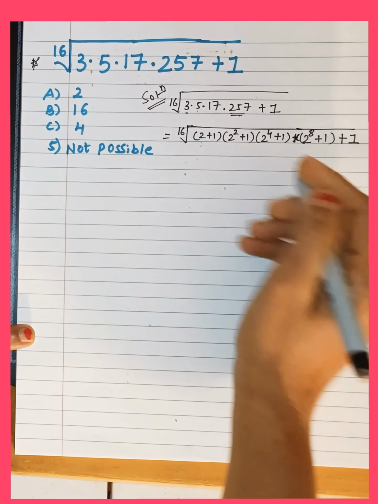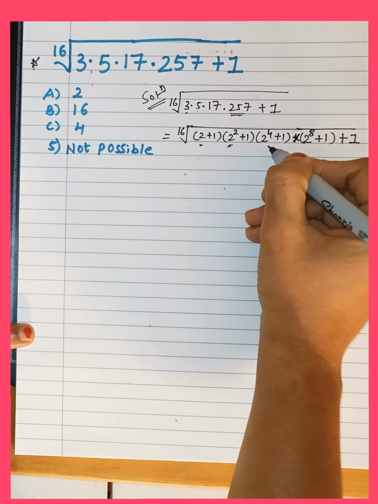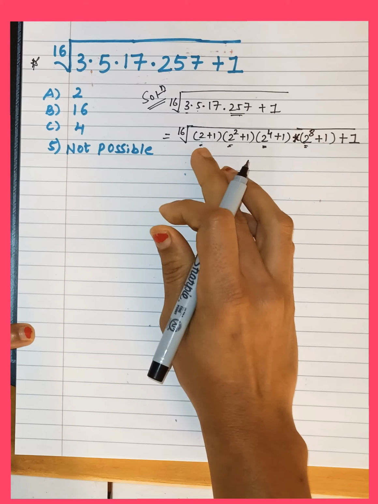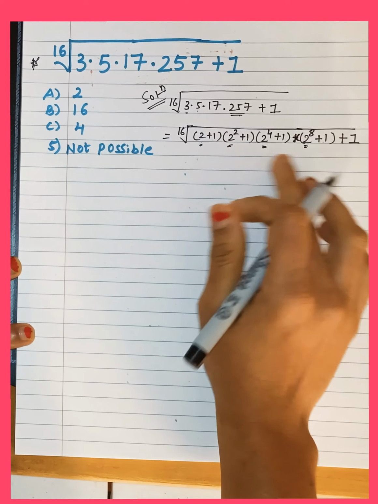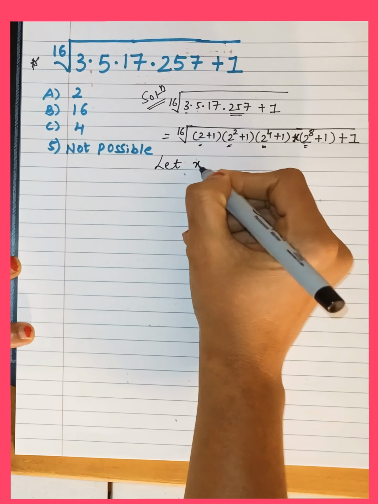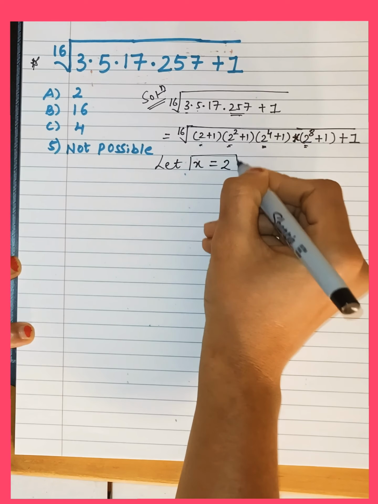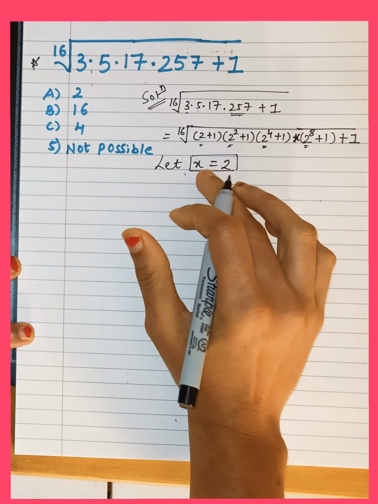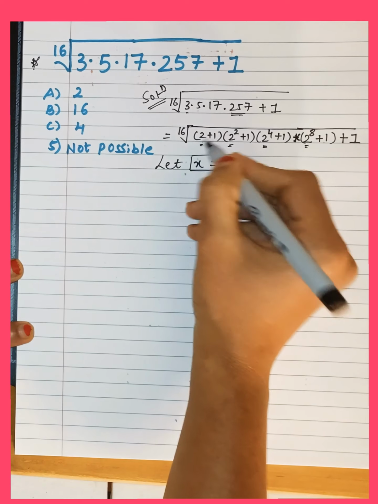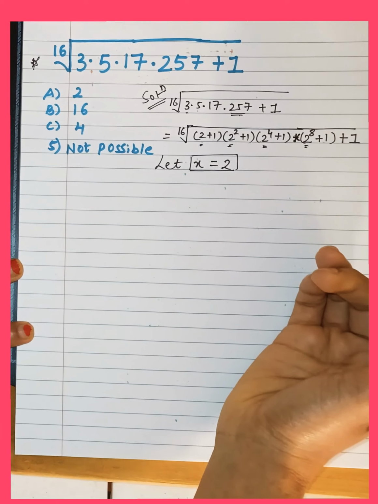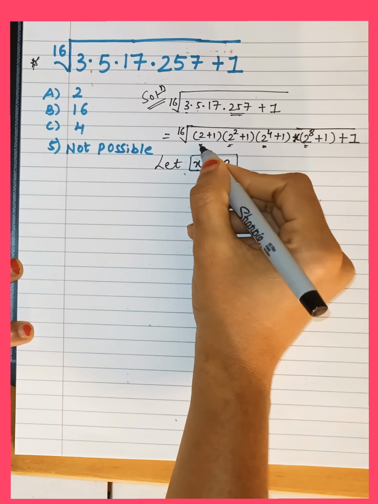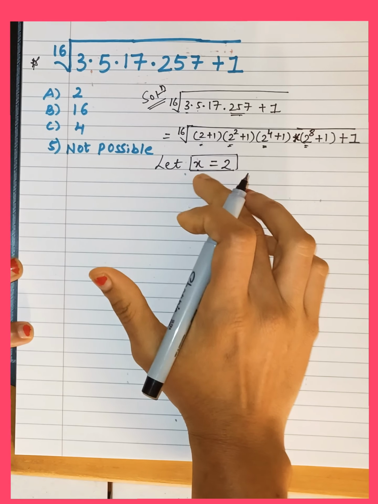Now, as you can see, here it is 2 plus 1, here 2 squared plus 1, here 2 raised to 4 plus 1, and here 2 raised to 8 plus 1. So we have 2 everywhere. Let's assume that this 2 is equal to x. So everywhere we will substitute x in place of 2.